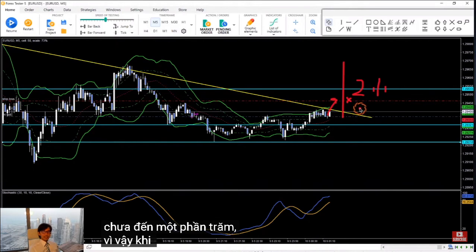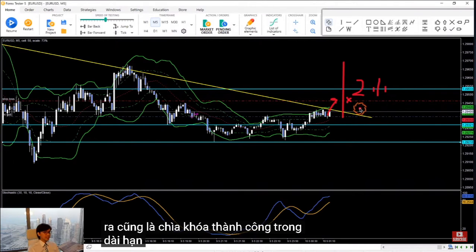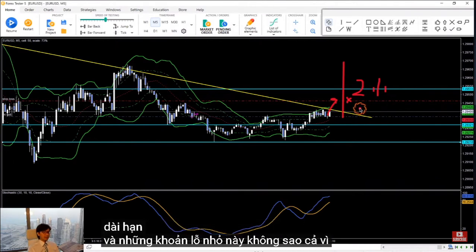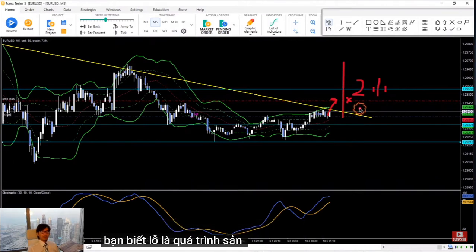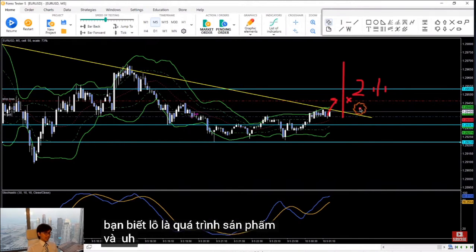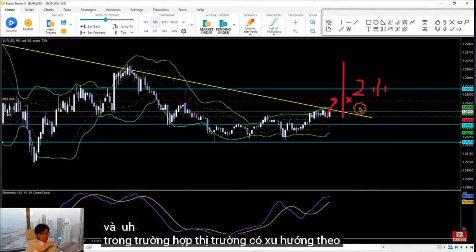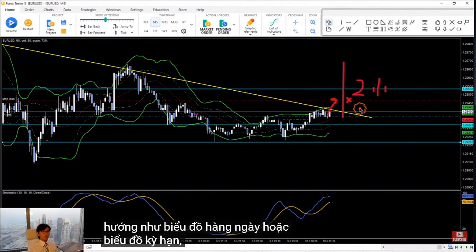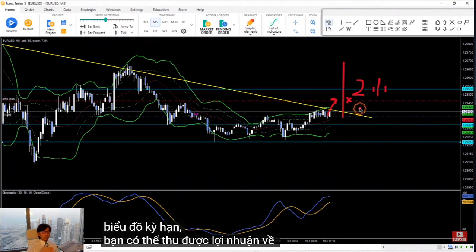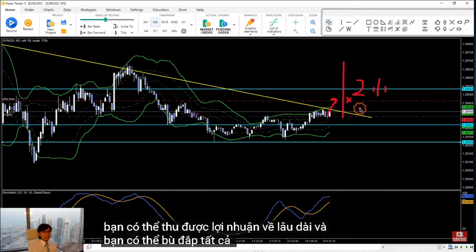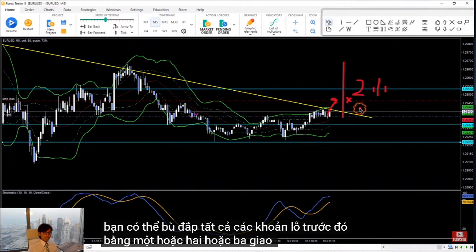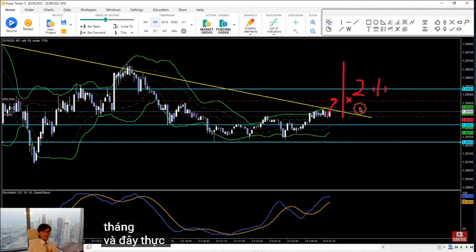So when to exit is also a key to success in the long run. These small losses are okay because losses are part of the process. And if the market trends in one direction as per the daily chart or four-hour chart, you can run profits in the long run, and you can cover all the previous losses with one, two or three trades in a month. And these are the trades that I'm looking for every month.